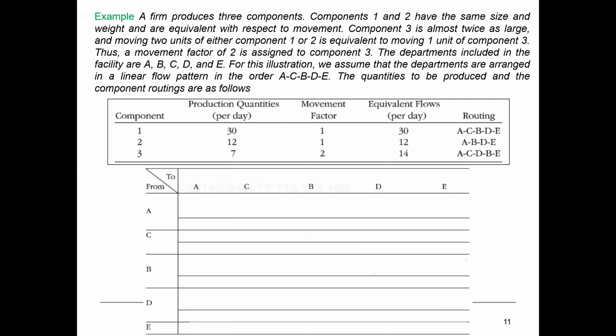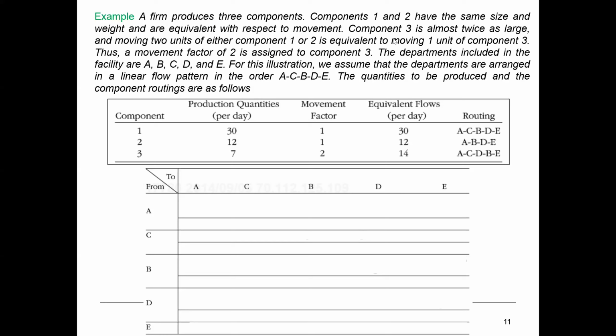So here we have an example. In this example, we have a firm that produces 3 components. Components 1 and 2 have the same size and weight and are equivalent with respect to movement. Component 3 is almost twice as large, and moving 2 units of either component 1 or 2 is equivalent to moving 1 unit of component 3. Thus, a movement factor of 2 is assigned to component 3.